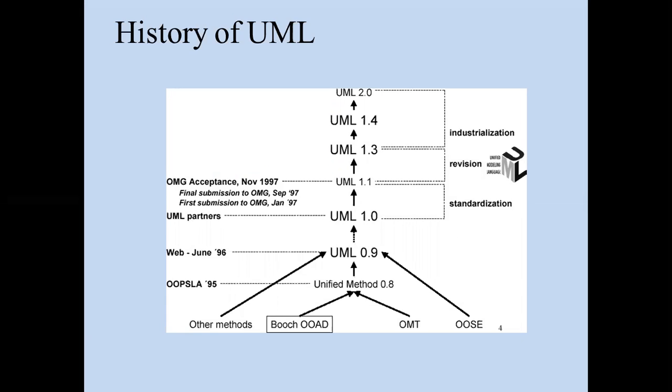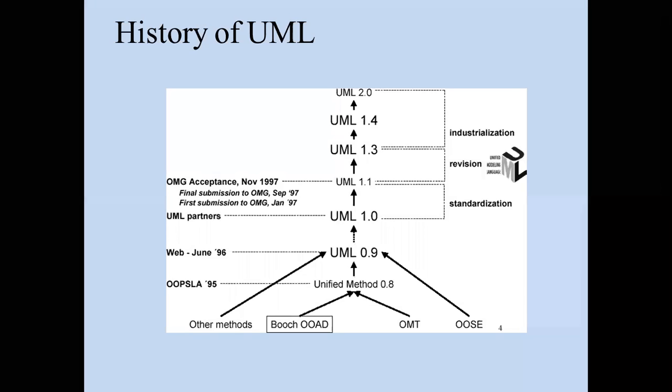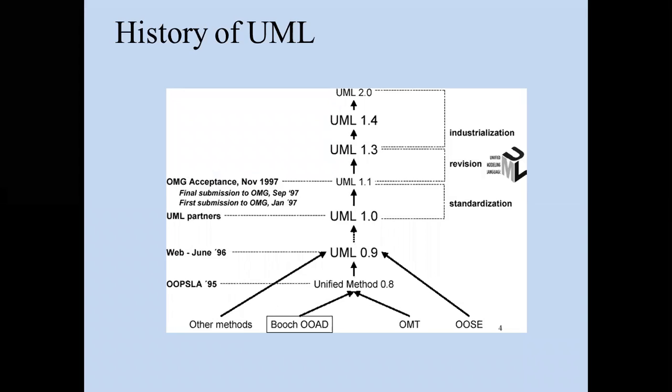In that, it was first submitted to the Object Management Group in January 1997. Then there was a final submission to the Object Management Group, that is OMG, in September 1997. Then these submissions were accepted in November 1997, that is UML 1.1. In 1.0 some UML patterns are there. Then these patterns were standardized and accepted in 1997 in UML 1.1.